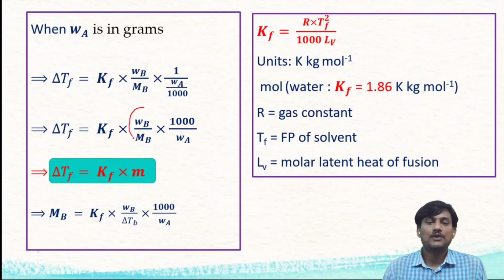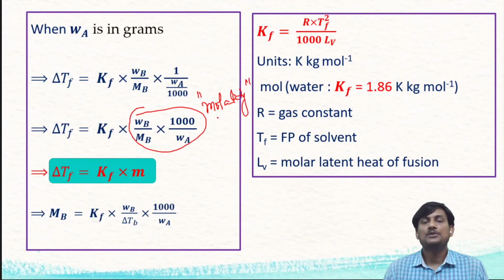We know that this is the formula of molality. Molality of the solution means the number of moles of solute dissolved in 1 kg solvent. So the equation will be delta TF is equal to Kf into m. Here Kf is the cryoscopic constant or molar depression constant, and m is the molality.